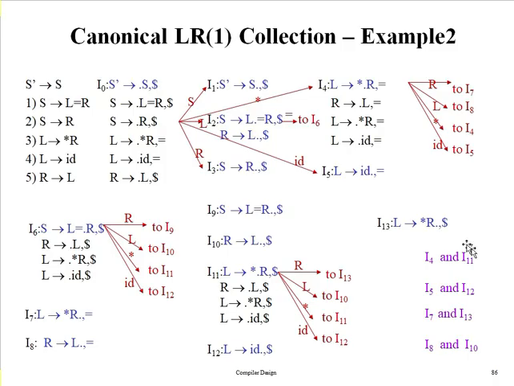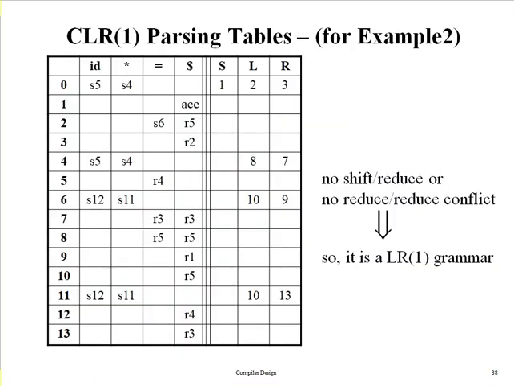For this one, the set of items is 14, so the CLR parsing table will contain 14 rows, and those 14 rows will be filled. So this is how you can fill the 14 rows. And for the columns, this is the action part, and this is the goto part.